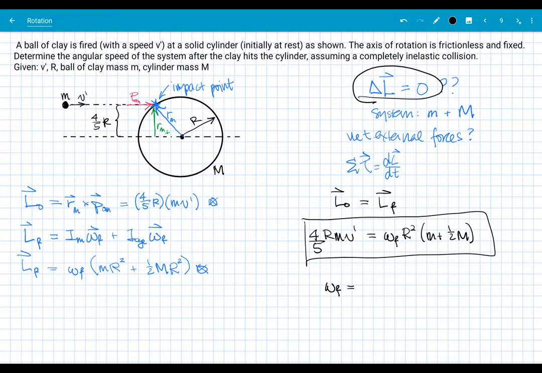And what we should get then for that is 4 m v prime over 5 r times m plus 1/2 big M.